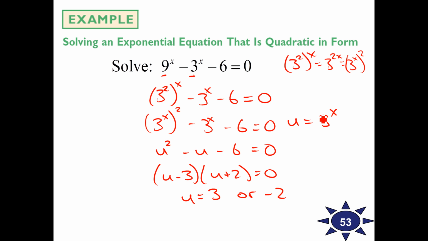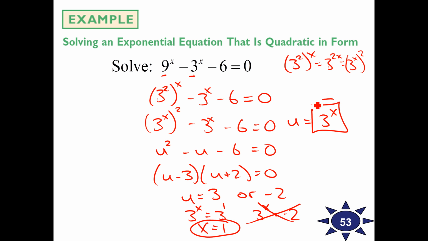So let's go back and see what u actually equals. 3 to the x equals 3, or 3 to the x equals negative 2. Remember that we have to have a positive here, so this one's out of here. This is 3 to the first, so x equals 1. Alright, complicated problem. Use that property of substitution to help you here. Try problem 53.